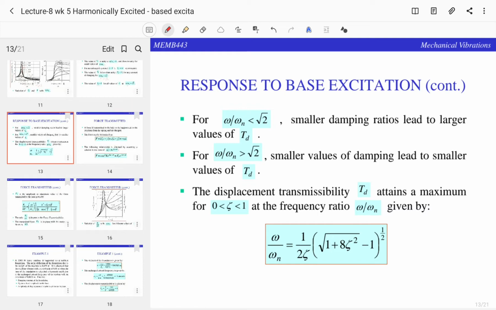Other observations from the graph as well: when your r is less than root of 2, a smaller damping ratio leads to larger values. When it is greater, smaller damping leads to smaller values of TD. You can actually estimate your r value. TD attains its maximum for zeta less than 1 at a frequency ratio, which is also what we call r, at this value.